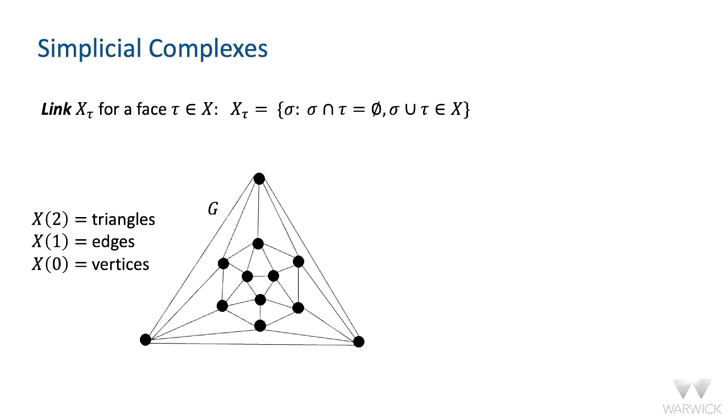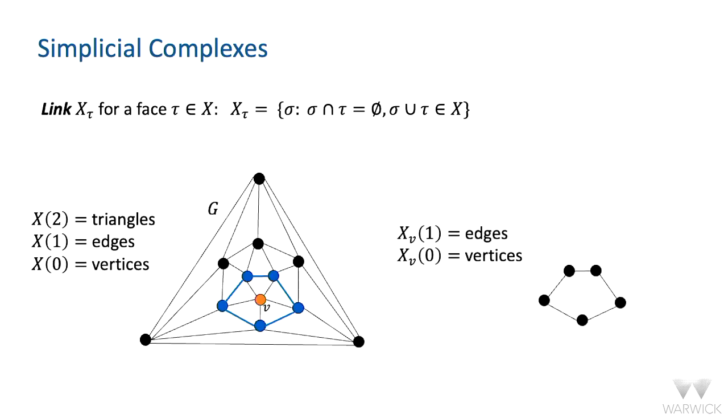So let's do an example. Let's look at our complex again. Let's look at a vertex V. I want to look at the link of this vertex. I look at every triangle that has V and then delete V from it, and that gives me an edge of the link. Then I look at every edge that has V and delete V from it. That will give me a vertex of the link. So you actually get this blue cycle. So the link of this vertex is this graph. In general, it would be a complex itself, but now, because I have a 2-dimensional complex, it will be a graph.